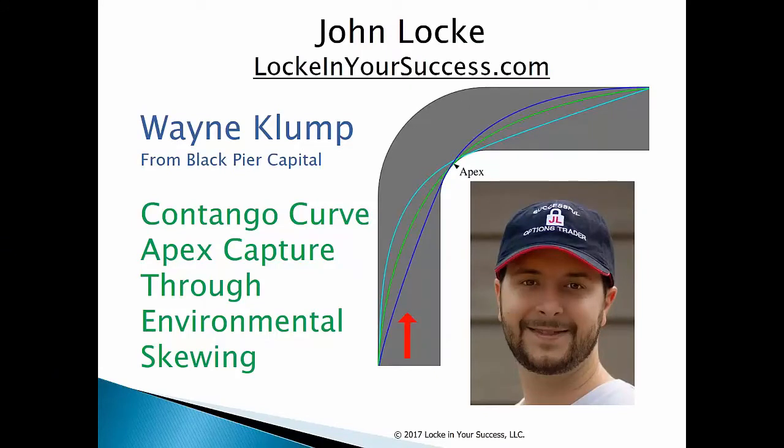This is John Locke for blockingyoursuccess.com. We're speaking with Wayne Klump from Black Peer Capital. He's going to be discussing the Contango Curve Apex capture through environmental skewing. So it's a pretty crazy name we got going on there. Should be an interesting webinar.